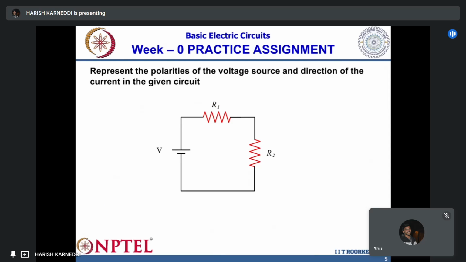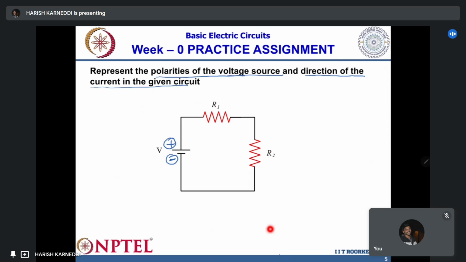Represent the polarities of the voltage source and the direction of the current in the given circuit. Here, this circuit consists of one voltage source delivering power to two resistors which are connected in series. How to identify the polarities of the voltage source? The source has a bigger plate, which is the positive plate, and the smaller one is the negative plate. So here we identify the polarities of the voltage source.